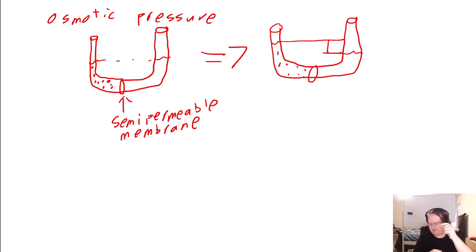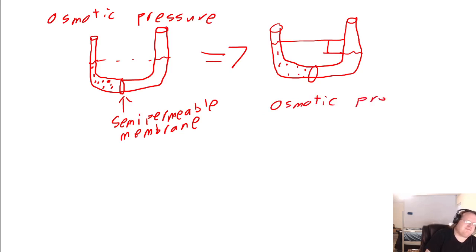Just like when we talked about barometers, when we were dealing with our pressure measurements in 1211. Similar idea with our manometers. So there's a pressure difference there, and that pressure difference is called osmotic pressure. That's where the term comes from.